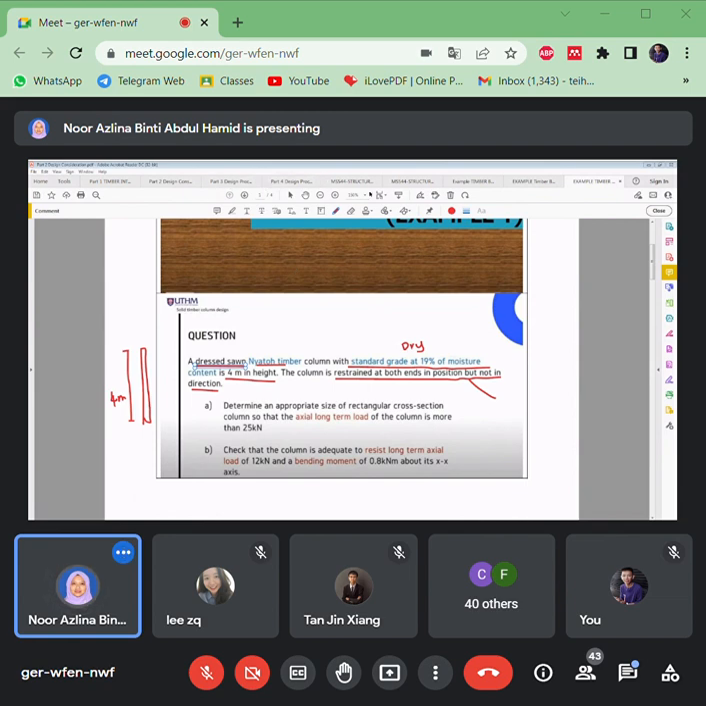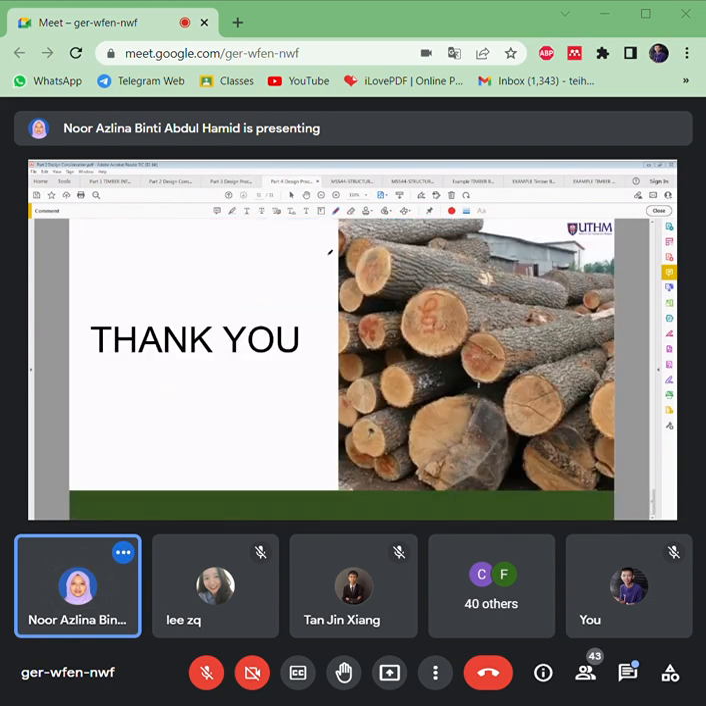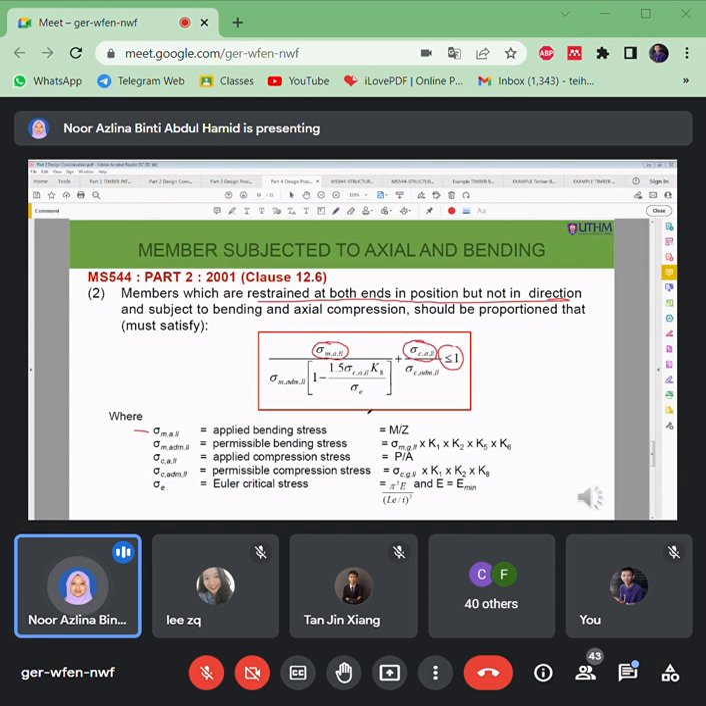Okay, which checking was it just now? This one, this is the checking if it is mentioned restrained at both ends. So restrained at both ends here. So both ends are restrained here.